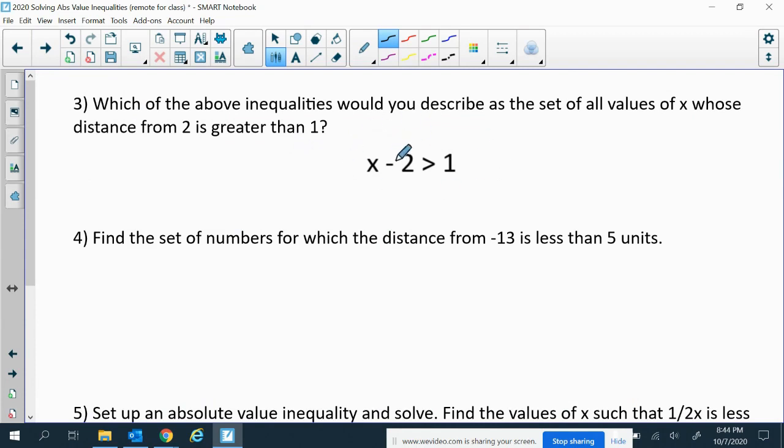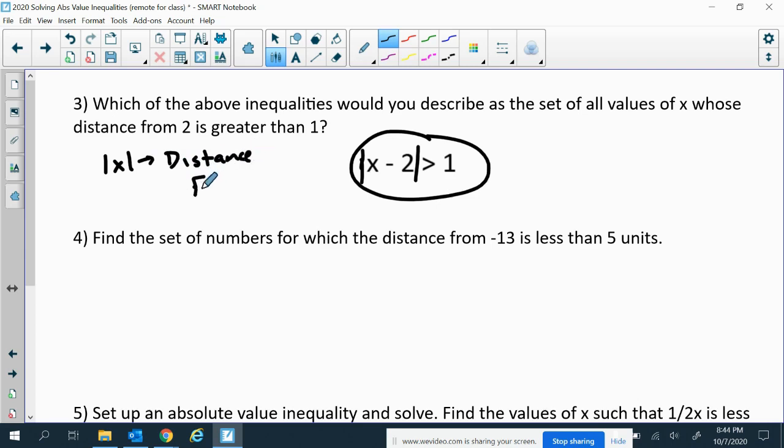Which of the above inequalities would we describe as the set of all values of x whose distance from 2 is greater than 1? That's the absolute value of this, because if we remember from algebra 2, absolute value of x actually represents distance from a value, or distance from what I like to call a center.